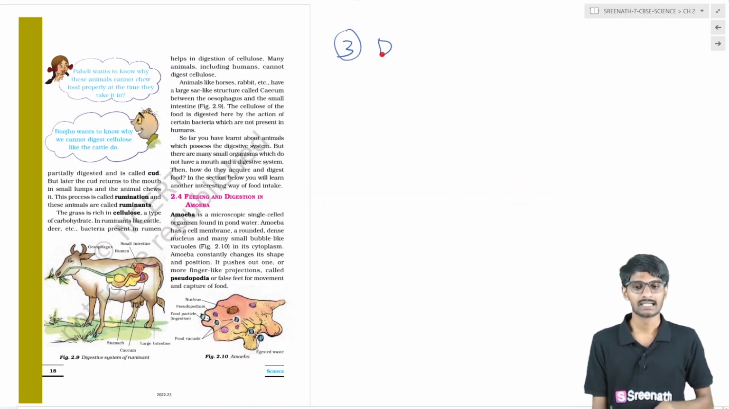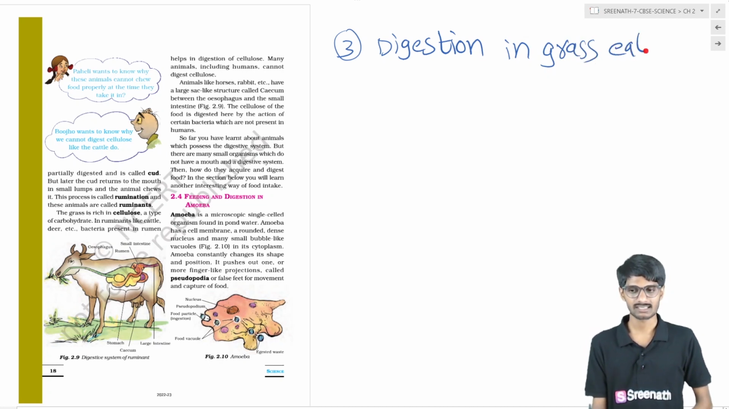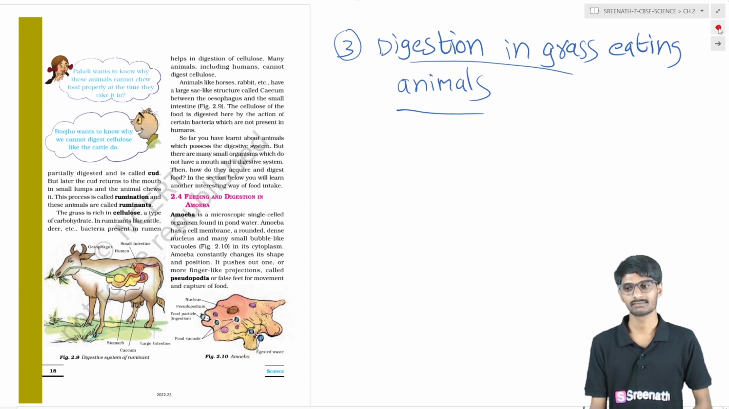So what is it? Digestion. We have seen how digestion happens in human beings, and now digestion in grass eating animals. There are some animals which eat grass, and how digestion is done in grass eating animals, that is the thing we are going to discuss here.